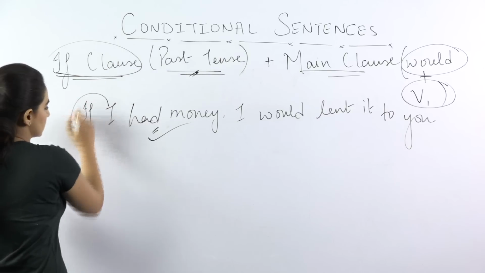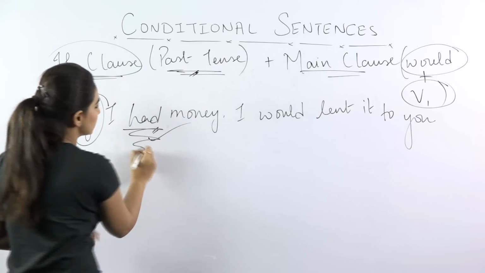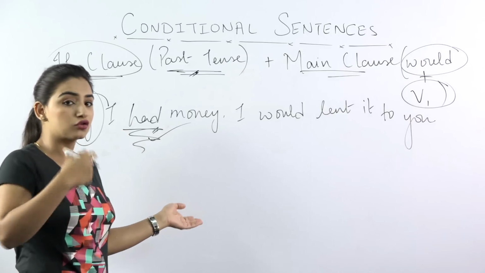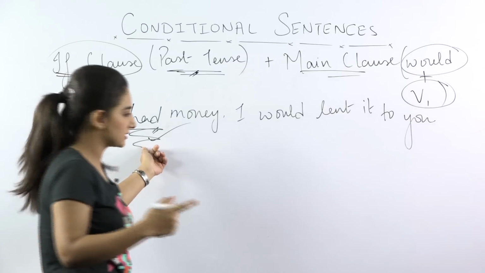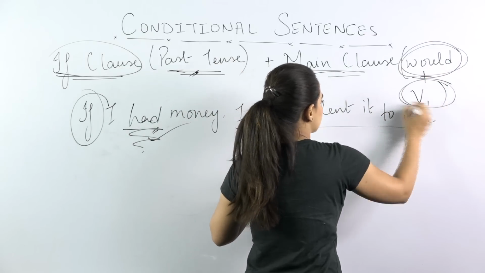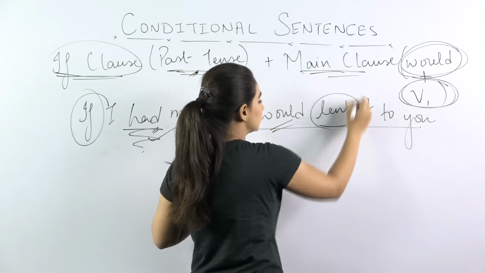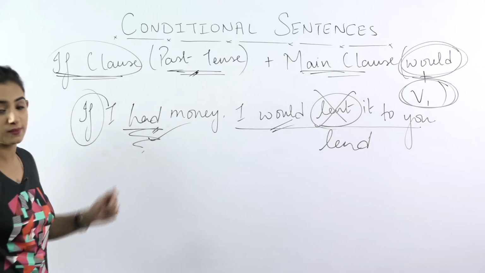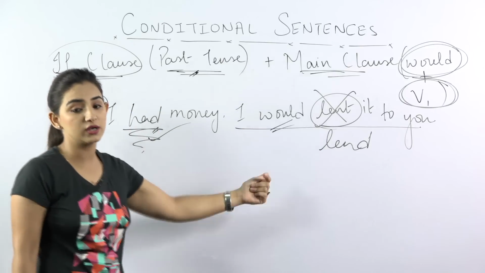The if clause is given in past tense. Had money. मेरे पास पैसा होता तो मतलब यहाँ पे past tense represent कर रहे हैं. Past tense. The main clause is given over here and it should follow would plus V1. We have placed would, but lent is not V1. Rather, we'll write lend here. And the correct sentence will be, if I had money, I would lend it to you.